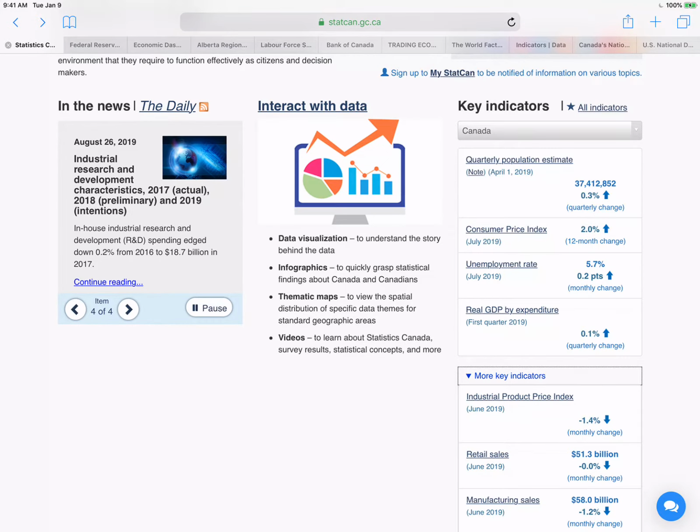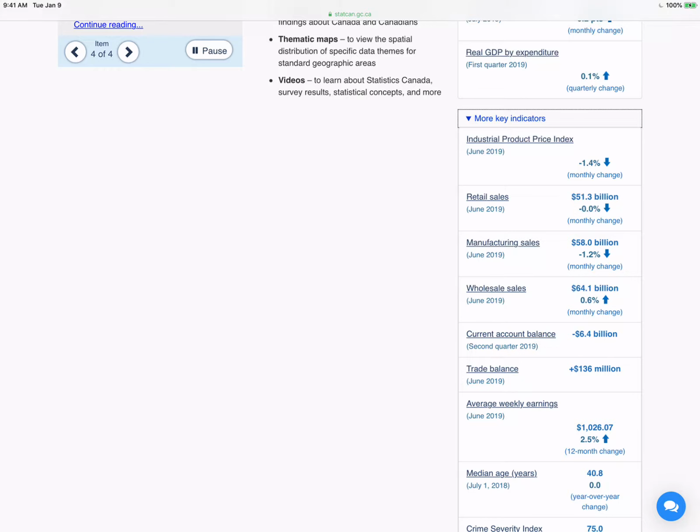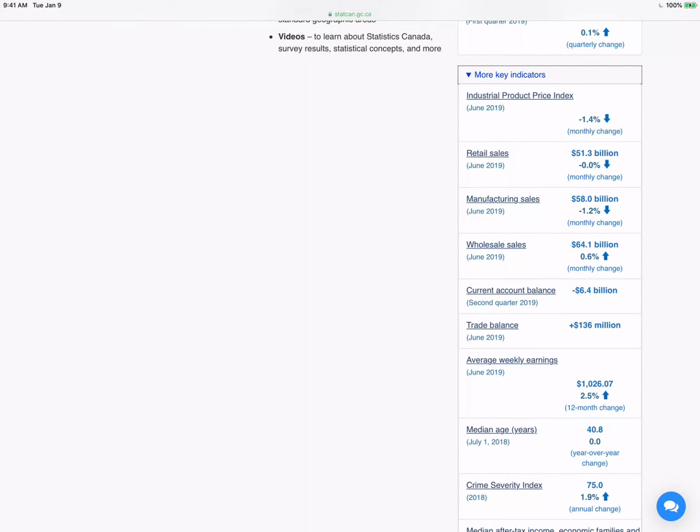There is a section called More Key Indicators, so you can get sales data. What we're going to look at this semester is the balance of trade. So we're going to look at exports and imports. So we talk about exports. Exports, the goods are leaving our country and the money's coming in. Imports, we bring the goods in and the money goes out. So when we look at the trade balance that you see here, the trade balance compares those exports to imports.